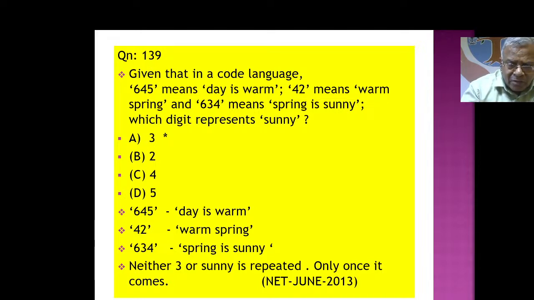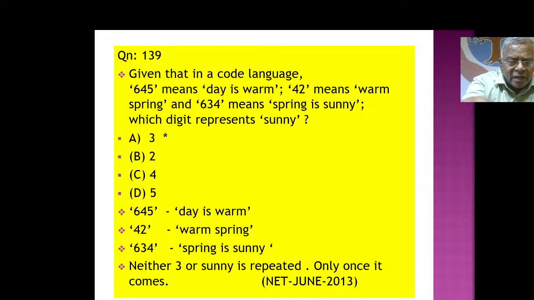Number and the word is not repeated, that is 3, right? So what should be the meaning for the code 3? Sunny. Neither 3 nor sunny is repeated, only once it comes. So which digits represent sunny? 3. How, if I would just say analyze? 645 day is warm. So all 3 is there. 42 warm spring. 634 spring is sunny. See, other letters are repeated, whereas this number 3 is not repeated. So sunny also is not repeated.